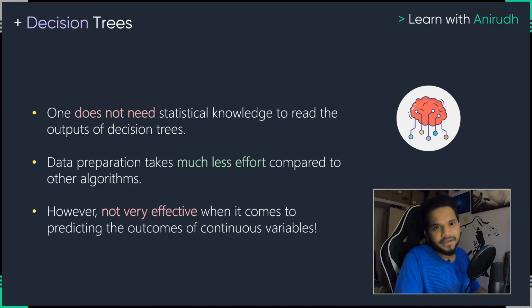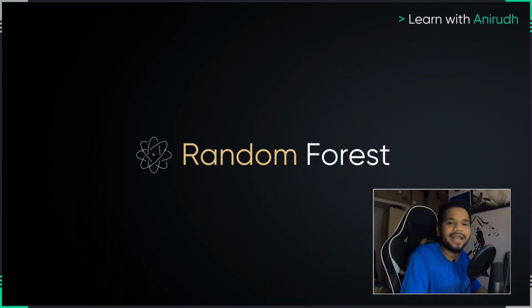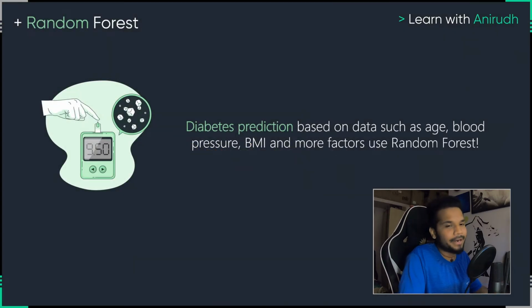And all the upsides are fine, but here's an important point you should know: decision trees are not very effective when it comes to predicting what happens to continuous variables. Now, working with continuous variables is a challenge as it is, and in the case of decision trees, yes, it slightly takes a back foot. Well, no issues, because the next algorithm, the fifth algorithm we're taking a look at, is random forest, and random forest is nothing but a bunch of decision trees that are put together.